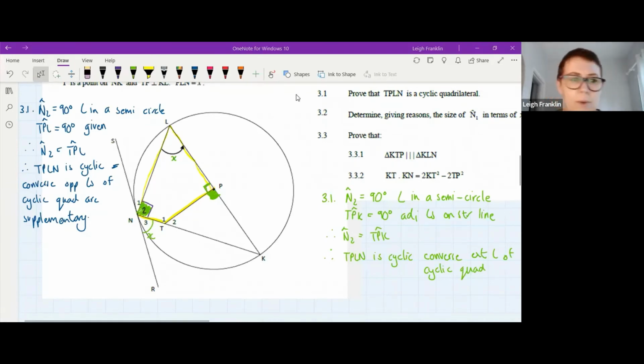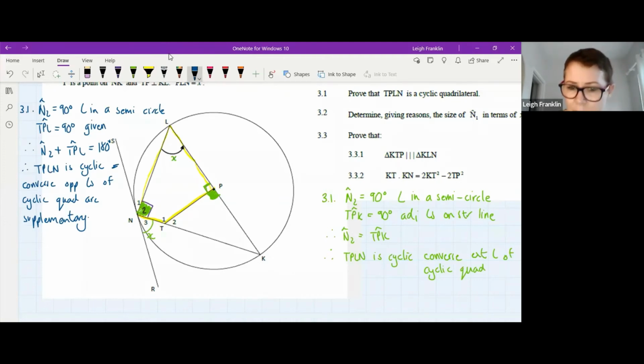Oh, hang on a second. I've made a mistake. Sorry, hang on a second. I did something wrong here. It's not equal to. They sum up. Sorry, my mistake here. So N2 plus TPL equals 180 degrees. Sorry, not that they equal. They add up to 180. So just change that: N2 plus TPL equals 180. So therefore TPLN is cyclic. Converse opposite angles of a cyclic quad are supplementary. All right, so now that is 100% correct.